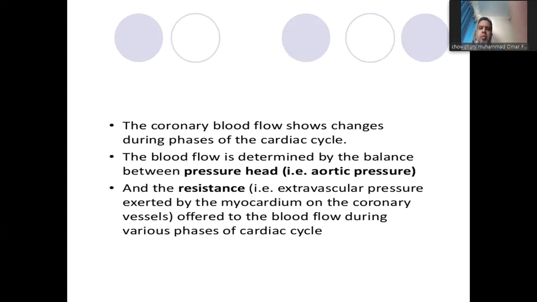The coronary blood flow shows changes during phases of the cardiac cycle. The blood flow is determined by the balance between pressure head, such as aortic pressure, and the resistance offered to the blood flow during various phases of the cardiac cycle.